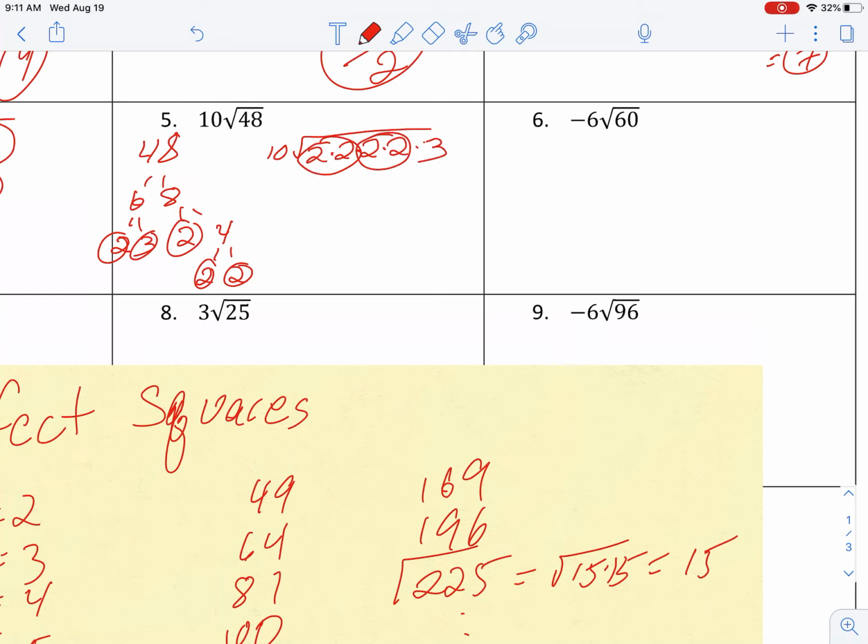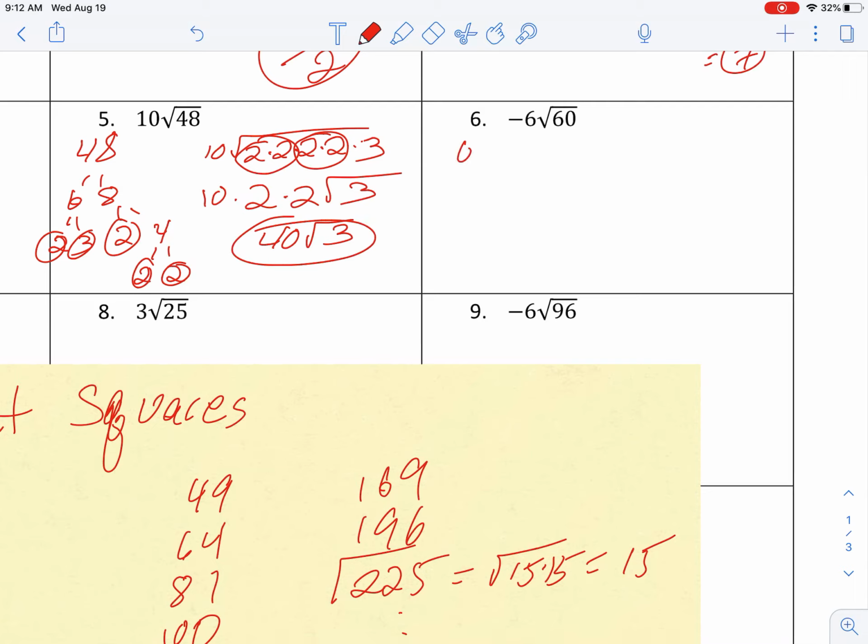I'm looking for pairs of the same number, which in this case I get 2 pairs. For every pair, again, 1 comes out because each pair makes a perfect square. 2 times 2 is 4, and the square root of 4 is 2. 2 times 2 is 4, the square root of 4 is 2. That 3 cannot make a pair, so it's not perfect. It stays underneath. Now that 10 that was out front, anything that you pull out front is going to get multiplied together. So we have 2 times 2. Let's clean this up. That gives me what? 4. Square root of 3. So 4 root 3 is its simplified answer.